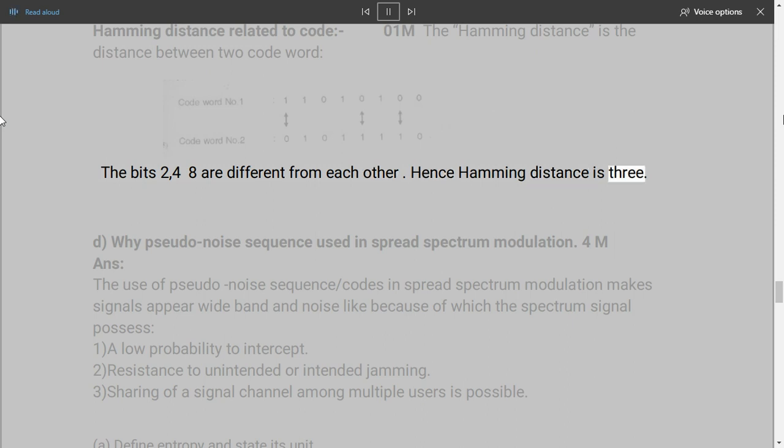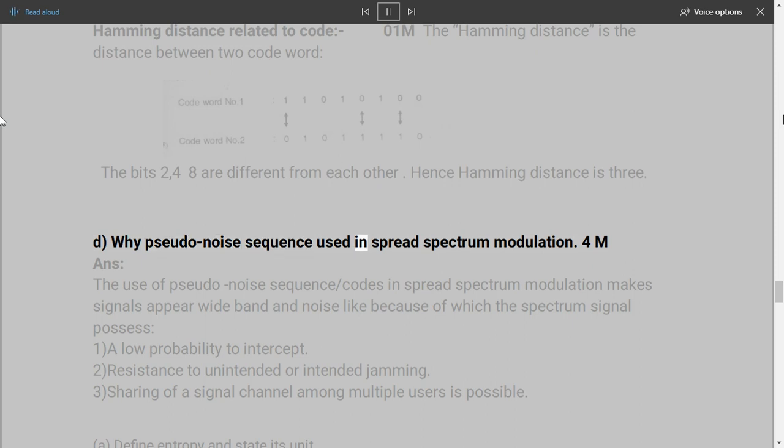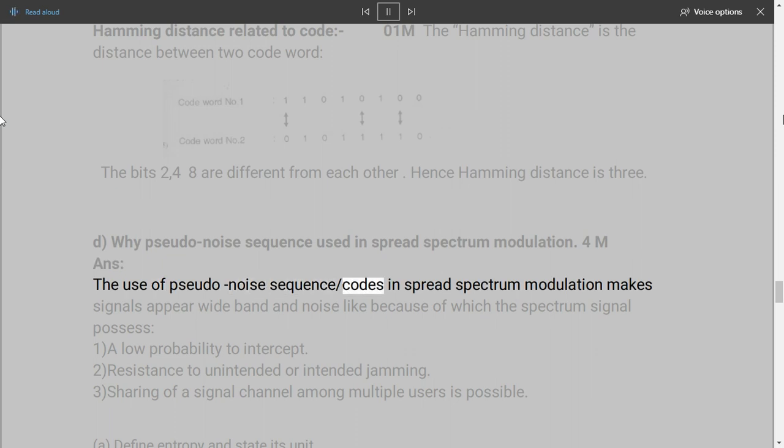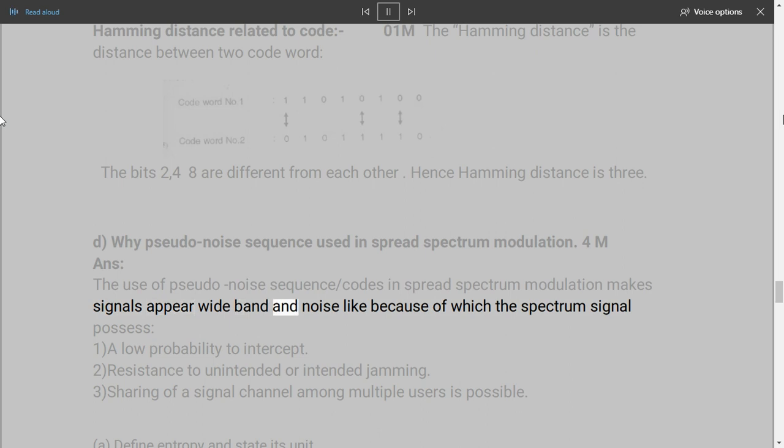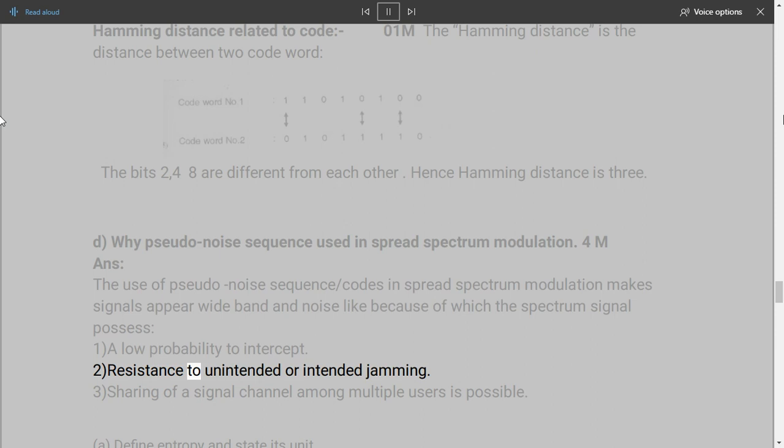D. Why is a pseudo-noise sequence used in spread spectrum modulation? For 4 marks, the use of pseudo-noise sequences or codes in spread spectrum modulation makes signals appear wideband and noise-like, because of which the spread spectrum signal possesses 1. A low probability of intercept. 2. Resistance to unintended or intended jamming. 3. Sharing of a signal channel among multiple users is possible.